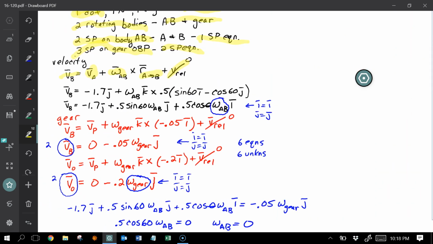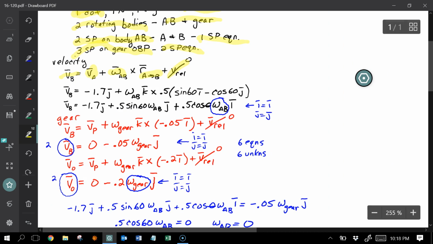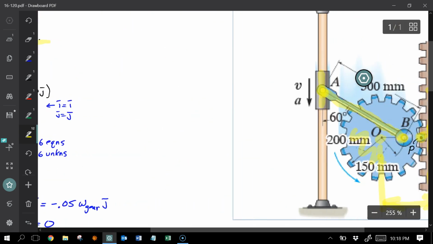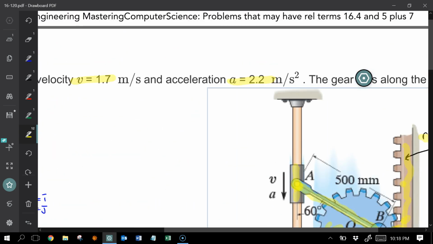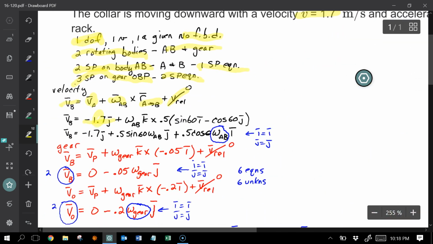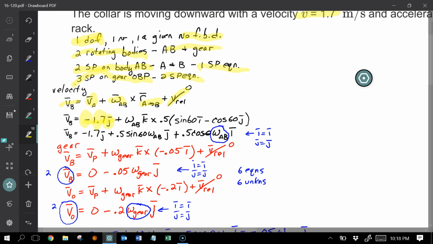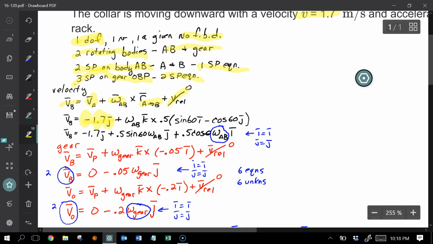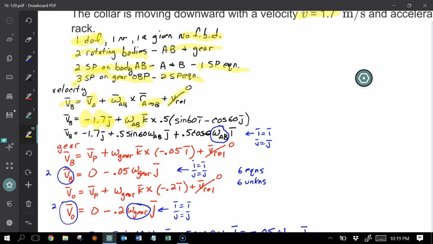I'm going to plug some things in that I know. So the velocity of B, I don't really know much about it. I do know the velocity of A. I know that it is going down with V, so it's 1.7. So the magnitude is 1.7, and the direction is minus J. The negative goes with the J because it's going down, 1.7. I don't know anything about the omega, so I'm going to assume it's counterclockwise. So I put it in as a positive K direction, and the number, I don't know, omega AB.